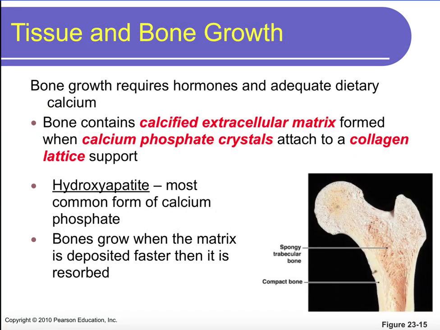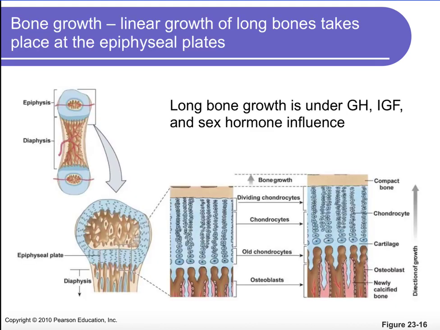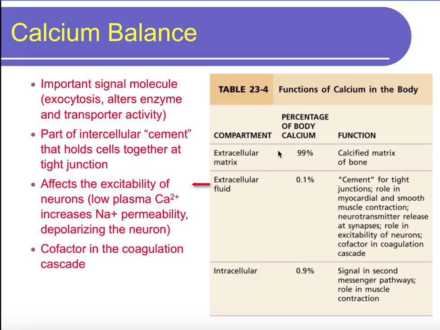Okay, so tissue and bone growth. Bone growth requires things like hormones, but also adequate diet. In this case, we really do need calcium because our bone is made up of calcium phosphate crystals. So here we can see our osteoblasts building new bone. Osteoclasts would be the ones that actually break bone. And because bone is made up really of calcium, let's make sure we understand calcium and its function in the body and where it's found.